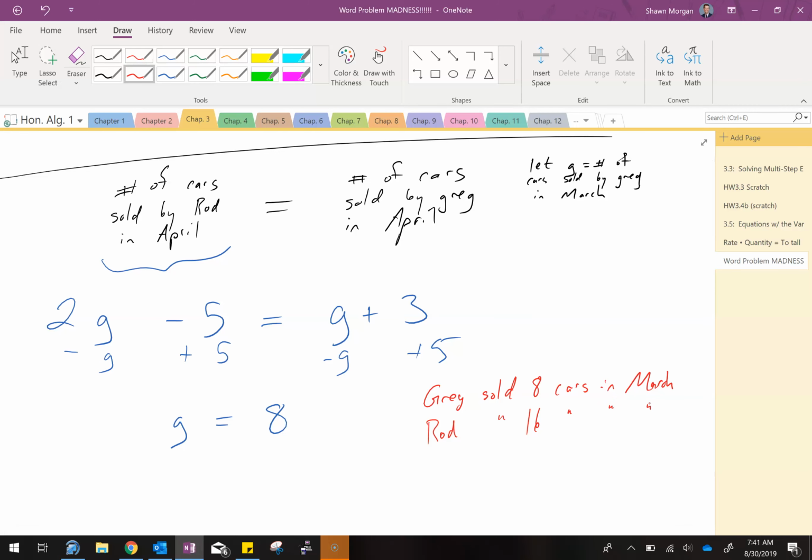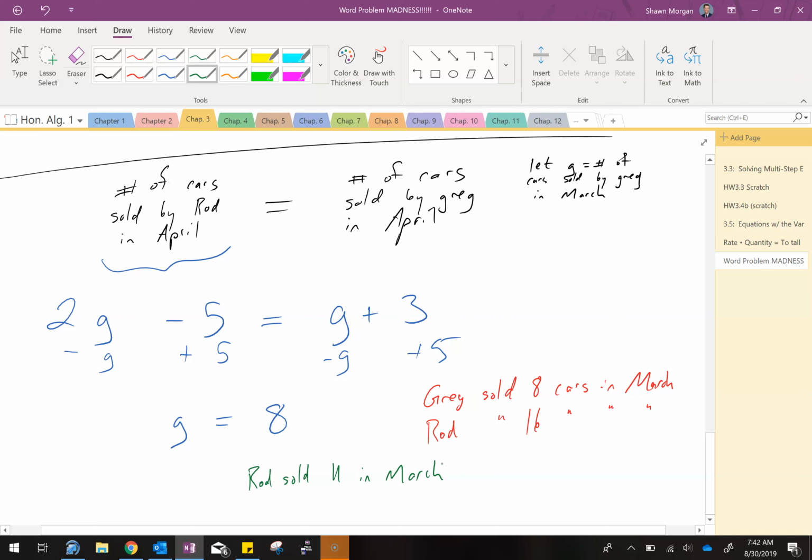Now, let me go ahead and ask a follow-up question. How many did each sell in April? Well, think about it. Rod sold 5 fewer than he did in March. So if Rod sold 16 in March, how many did he sell in April? He sold 11 in April. So Rod sold 11 in April. Greg sold 3 more than he did in March.